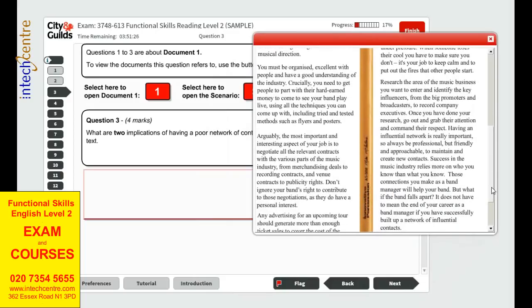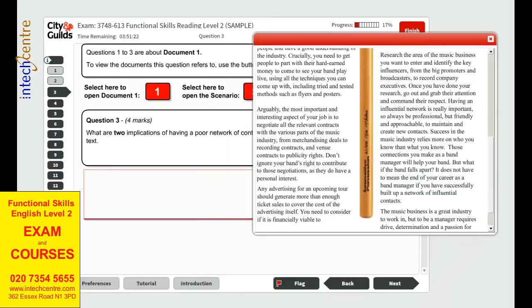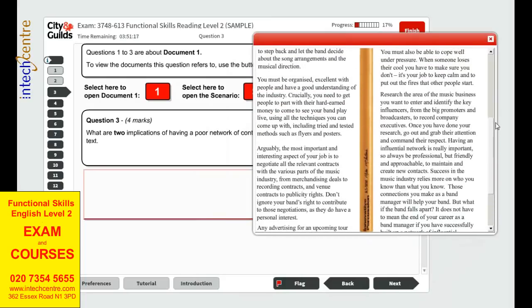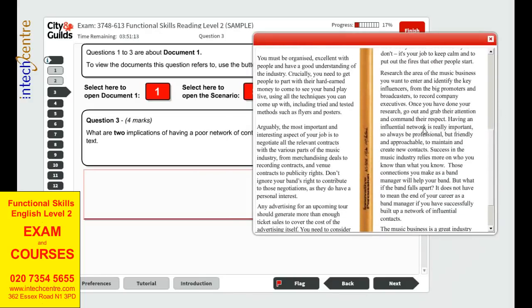So what are the consequences you could have basically if you had a poor network of contacts? I believe here in this bottom paragraph, it says success in the music industry relies more on who you know than what you know. So this sentence is saying that to have success in the music industry, you must have a good network of contacts, essentially. So what could a poor network of contacts be?